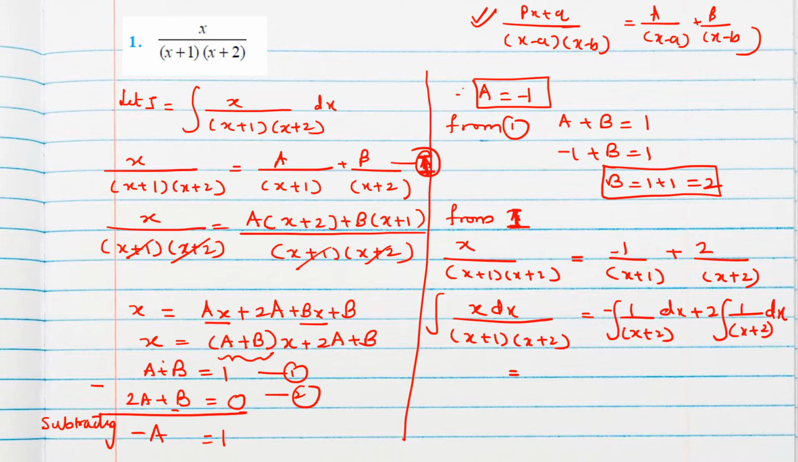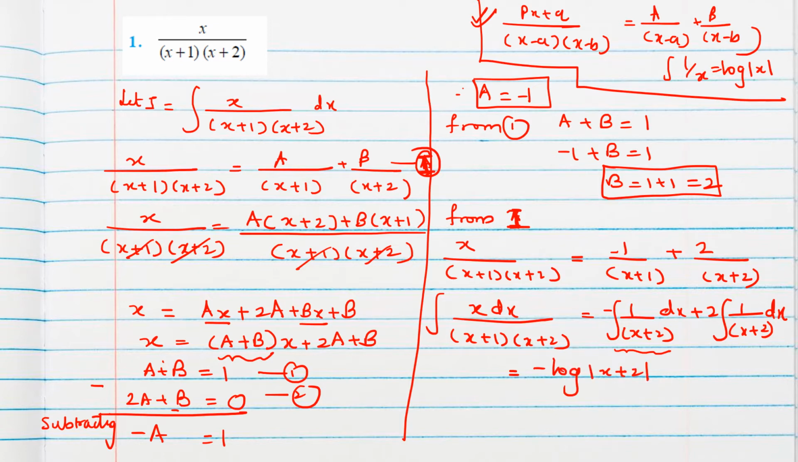This is minus 1, no? Minus 1, yes. So see, for this integral, we know integral 1 by x is log of mod x. Okay. Here integral 1 by (x plus 1) is log of mod (x plus 1). Since it is composite, we can divide by the derivative of this, but the derivative of this will be 1 only, so I'm not writing it here. Similarly, for this integral, we can write 2 log mod (x plus 2) plus c.